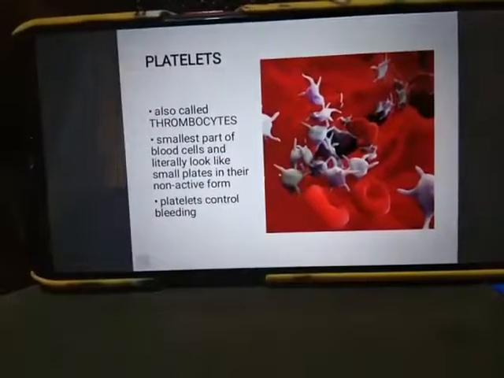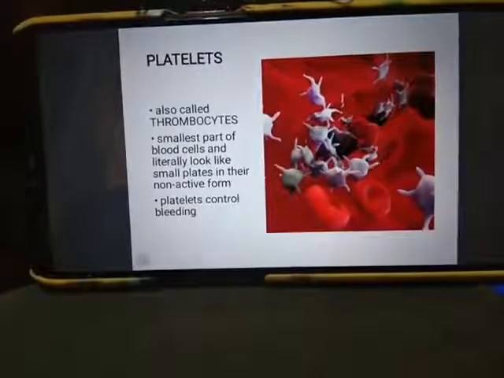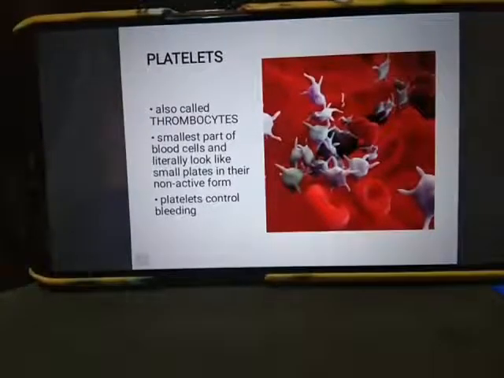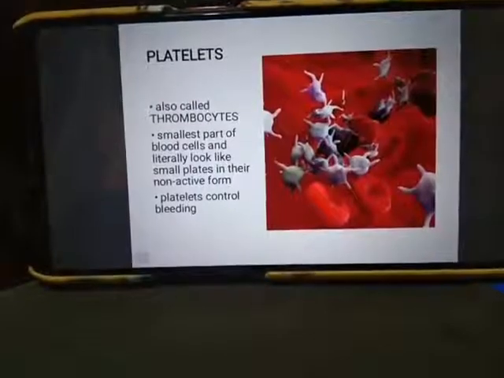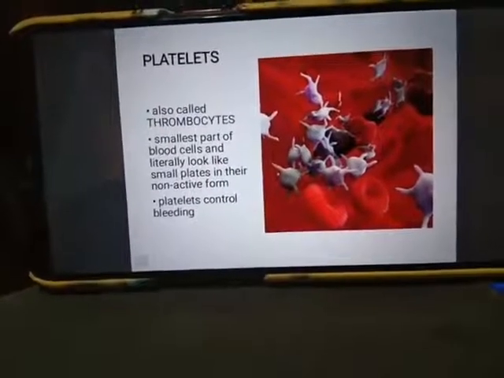Platelets. It is also called thrombocytes. It is the smallest part of blood cells and literally looks like small plates in its non-active form. Platelets control bleeding.